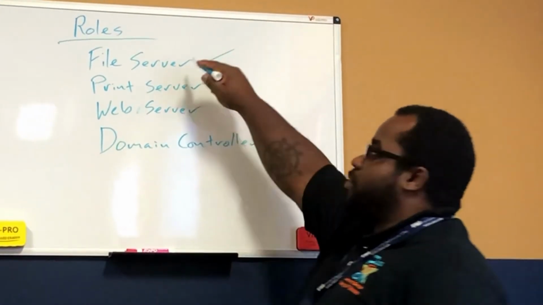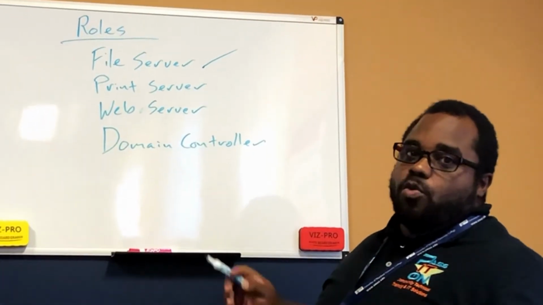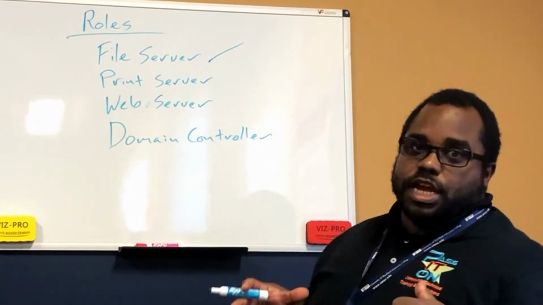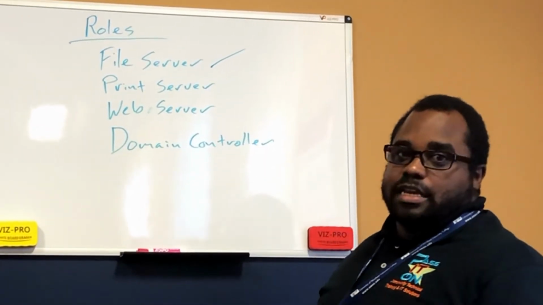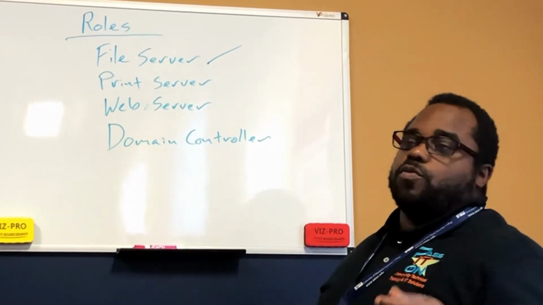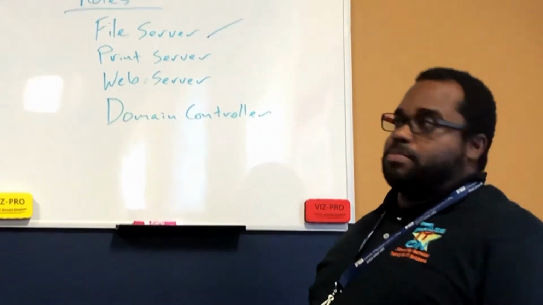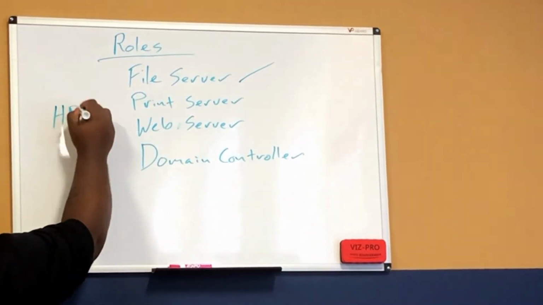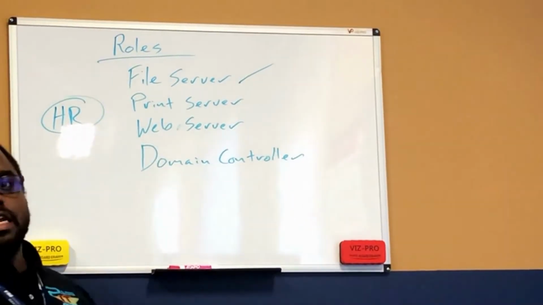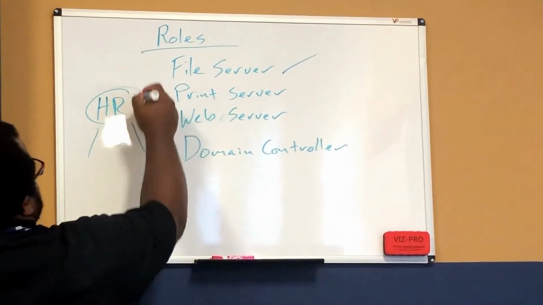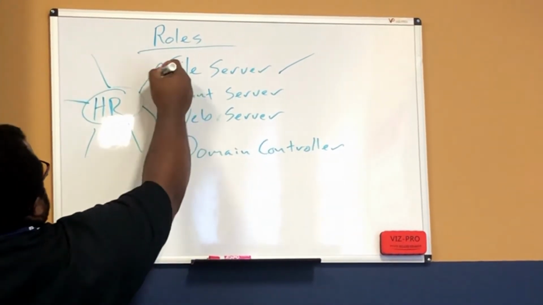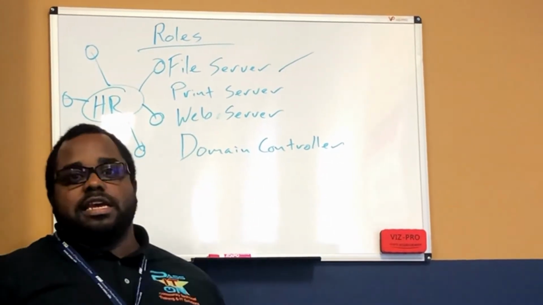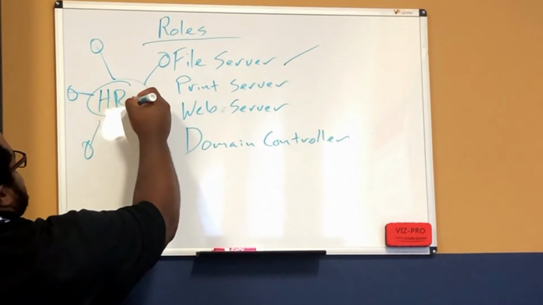A file server is probably the easiest one to set up. The whole point of a file server is to act as a central storage area for files and documents for your whole network. So let's say, for example, you've got an HR team, an HR department, with maybe 5 or 6 people in it. They all have their individual computers, but they're all part of the same team, and they have files that they need access to.